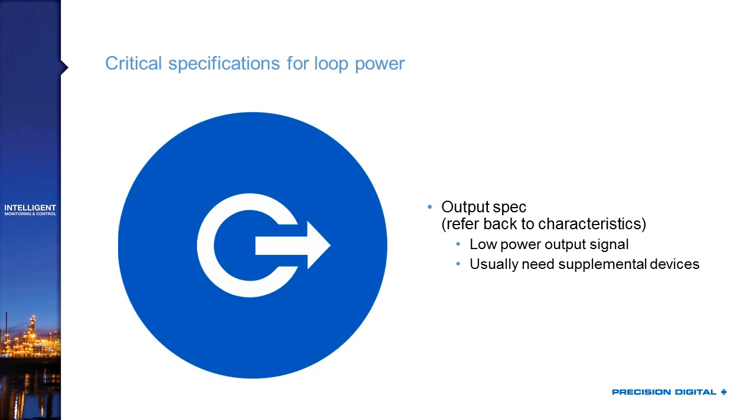You may also need supplemental devices. If you were counting on that 4 to 20 milliamp output from a loop power device, well, it's going to be a passive 4 to 20 milliamp output, meaning it needs external power to run. So now I'm talking some kind of power isolator or a second power supply in order to run the 4 to 20 milliamp output from my loop power device. So be aware of what the output specifications are and what it means you're going to have to do to work with these loop power devices.